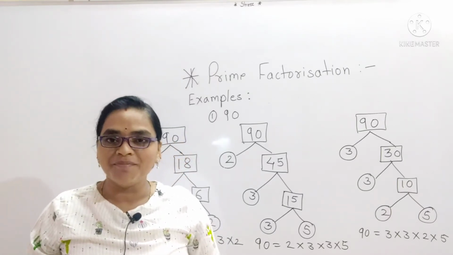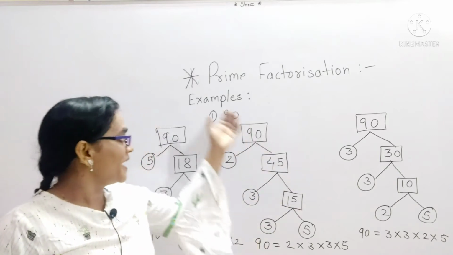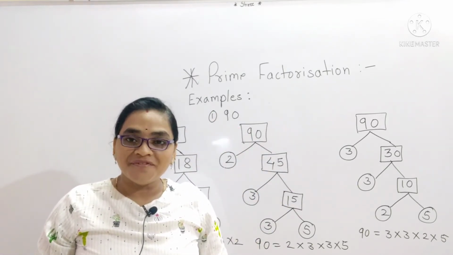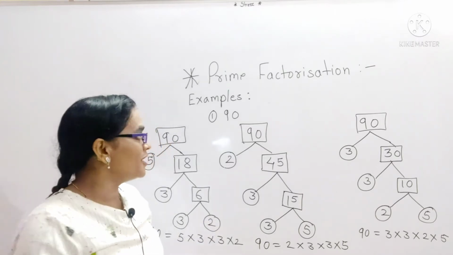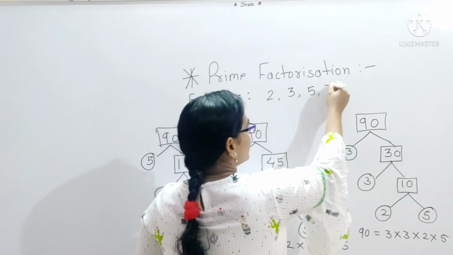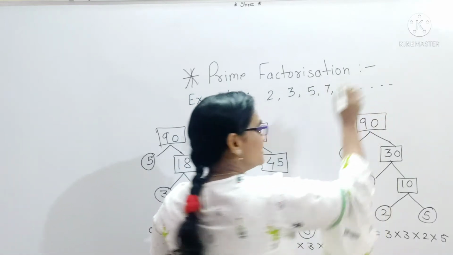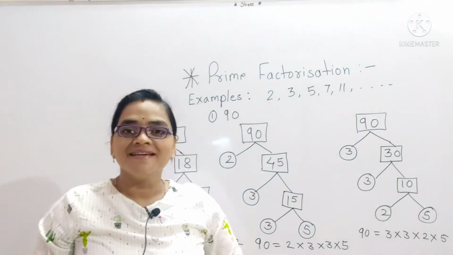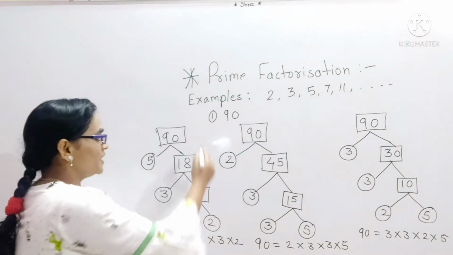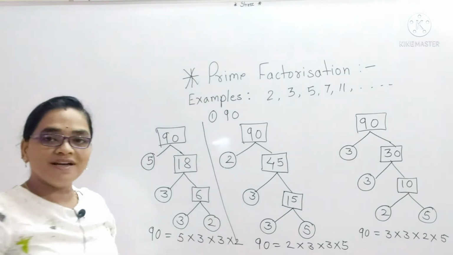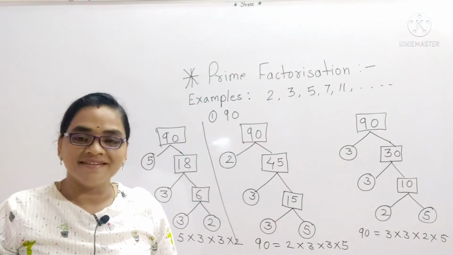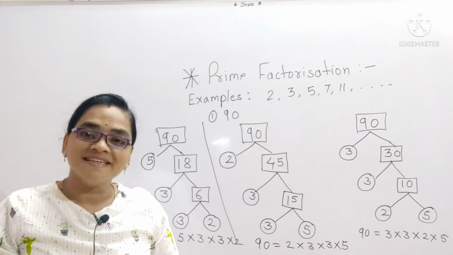So the easy way to remember, to find all the factors of a given composite number, is to divide successively by the prime numbers, that is 2, 3, 5, 7, 11 and so on. Okay, and this type of factorization, the method we have followed here, is called the factor tree method. Which method? Factor tree method.